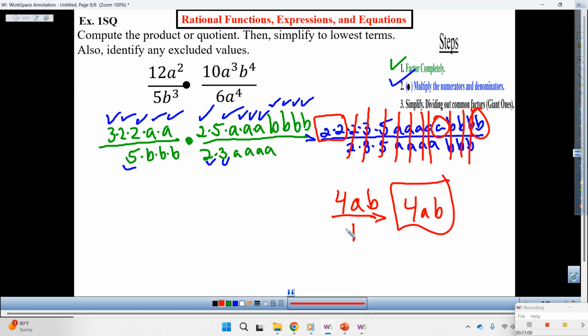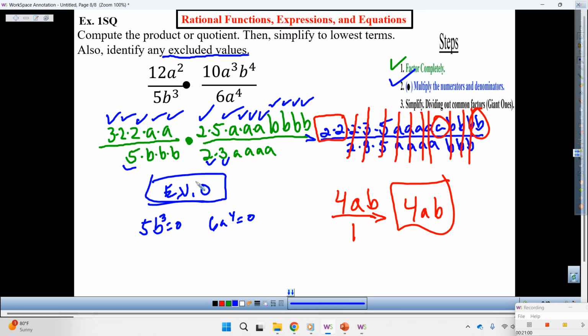All right. However, what did this say? Excluded values. So you should have written EV, 5B cubed equal to 0, 6A to the fourth equal to 0. So what is 5 times what to give me 0? 0. 6 times what gives me 0? 0. So B and A are 0. So this is 0, our excluded value.